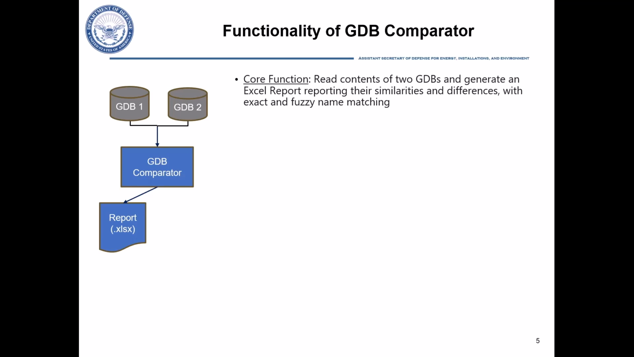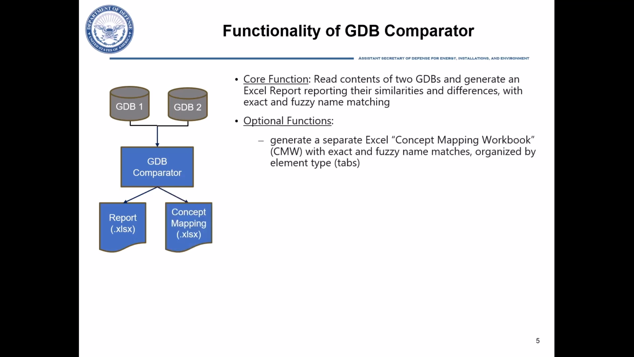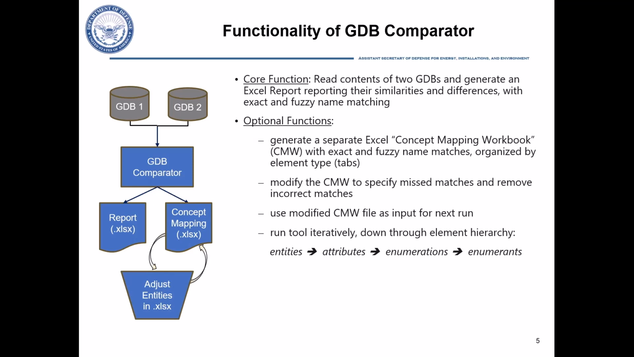GDB Comparator also has optional functions that revolve around the Excel Concept Mapping Workbook, or CMW. This tool output contains much of the same content as the core Excel report, but allows for editing to improve the fuzzy matching by specifying missed matches and removing incorrect matches, and by specifying entity splits and merges in schema migration. The edited CMW can be used as an input for the tool in an iterable manner, going down through the model element hierarchy, starting with improving the fidelity of entity matches, then improving on the initial set of attribute matches, and so on until all valid element matches in the model have been established.